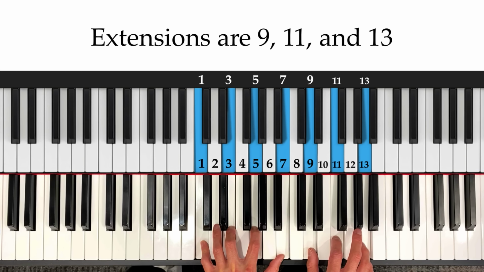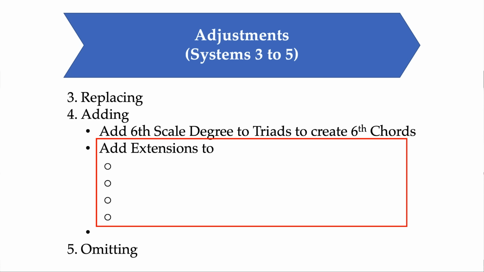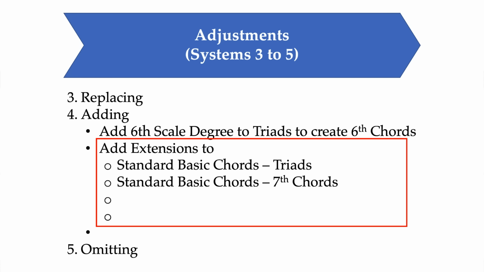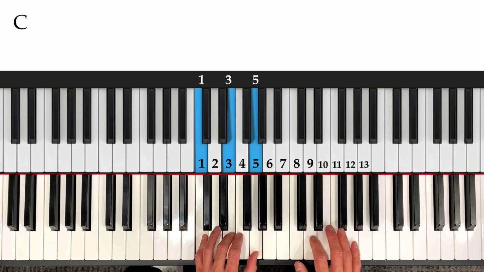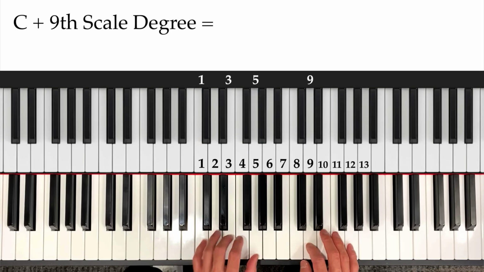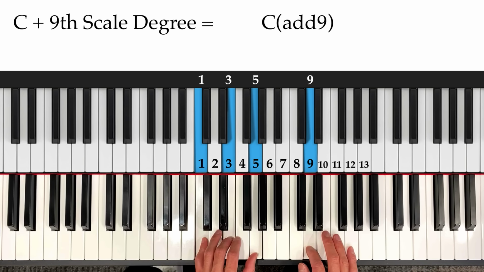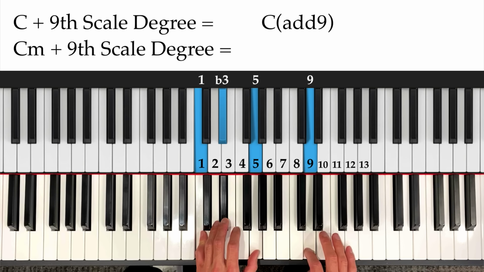These are our extension notes, this 9, 11, and 13. We can add these extension notes to our standard basic chords, suspended chords, and 6 chords. So for example, with our major and minor triads, we can add the 9. So here's our C major chord with the 9. That's our C major add 9 chord. We can also have the C minor with the 9th scale degree. That's our C minor add 9 chord.